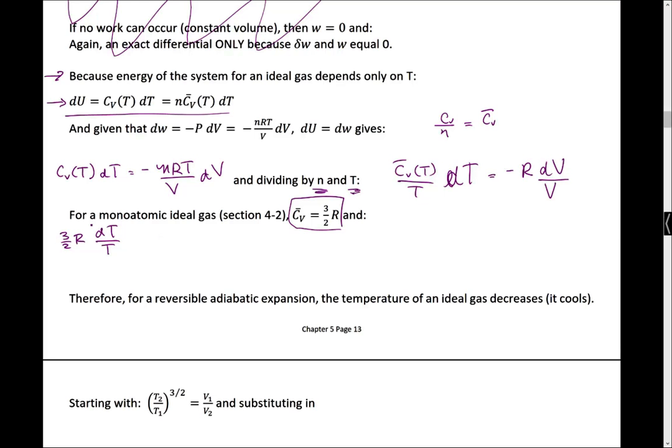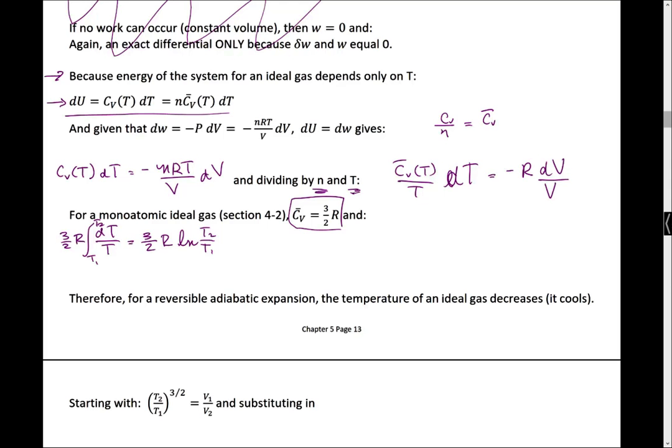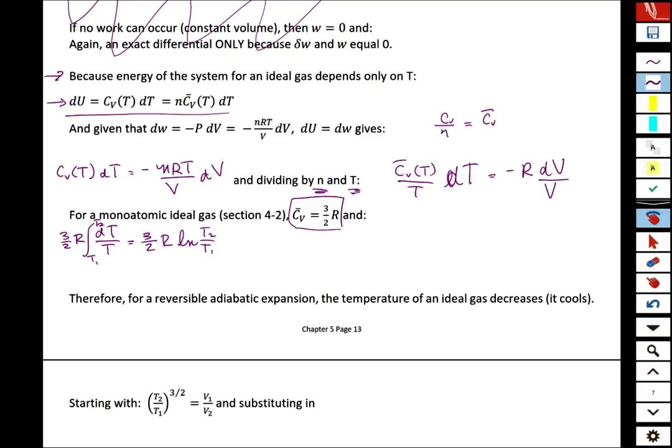Okay? And I'm going to need to integrate this from my initial to my final temperature. I can choose to put 3/2 R out front, so it'll be T1 to T2, right? That's going to give me 3/2 R. What's the integral of 1 over T? It's the natural log of T. And because my limits are T1 to T2, that will be ln of T2 over T1. All right, does that make sense?